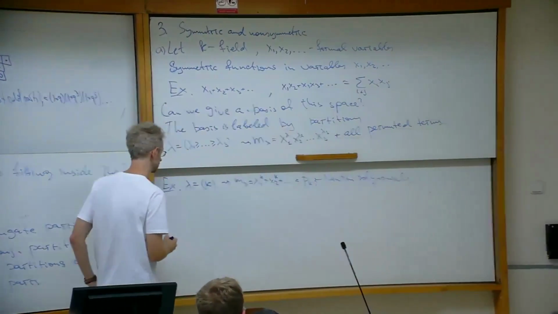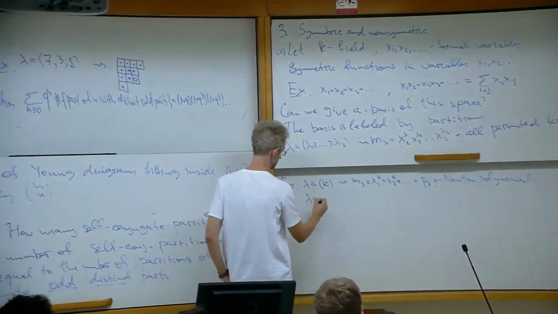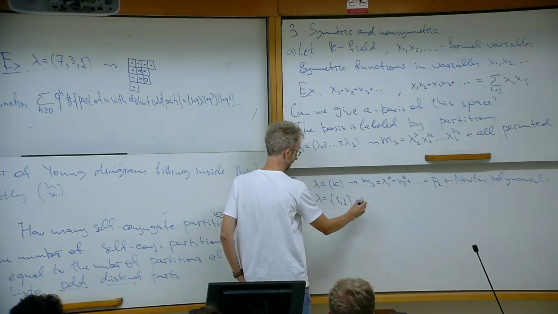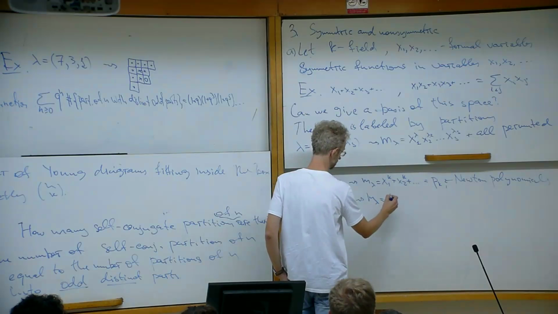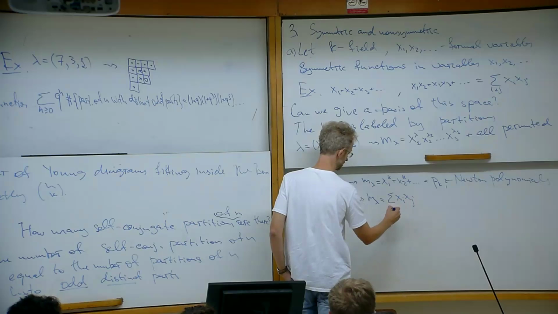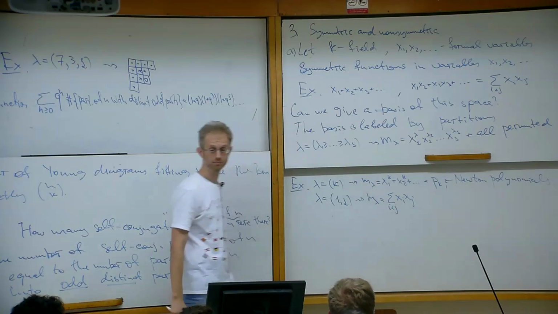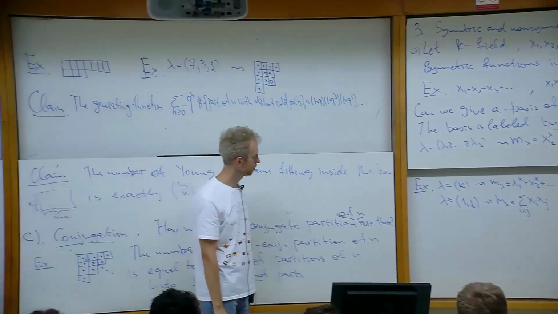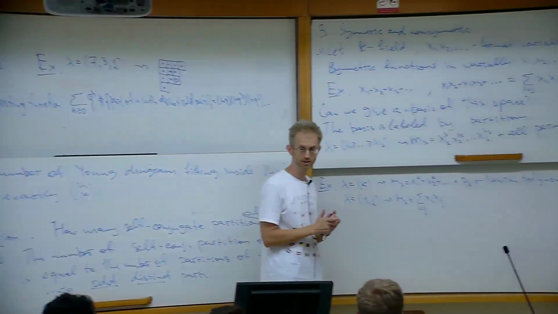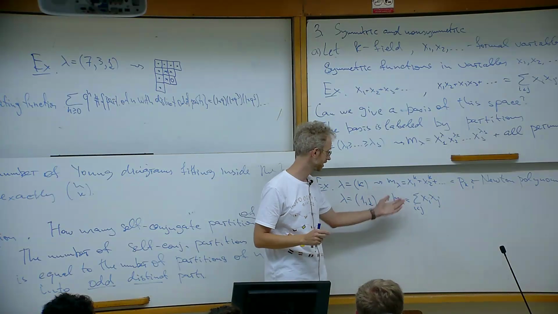Another example is lambda being, I don't know, 1, 1. Then m lambda is the sum of xi xj, i less than j. Because we start with x1, x2, and then we start permuting these in order to get something symmetric.